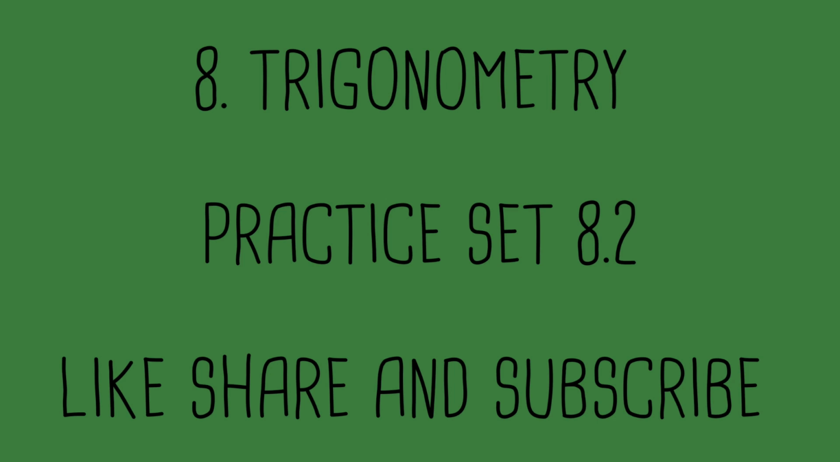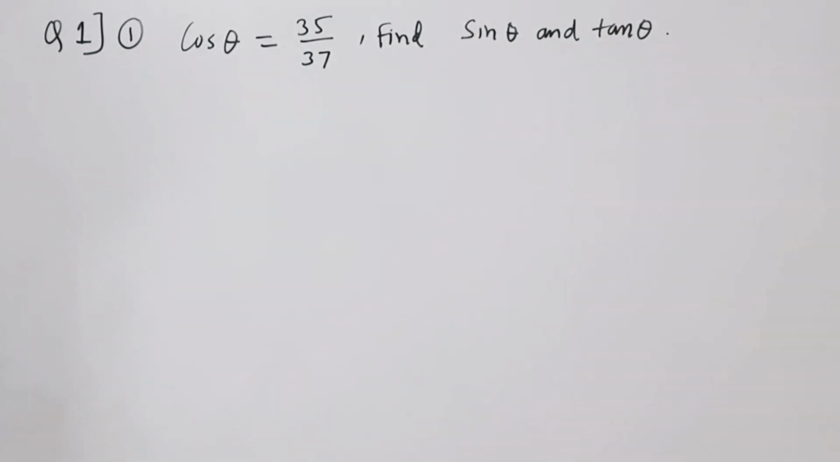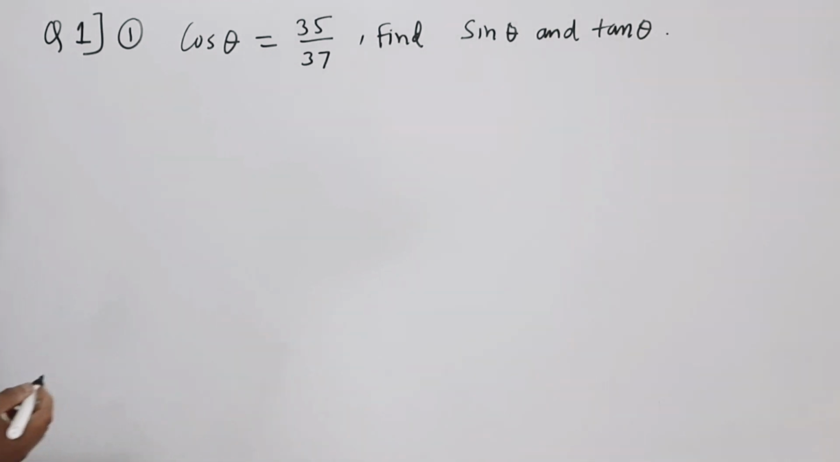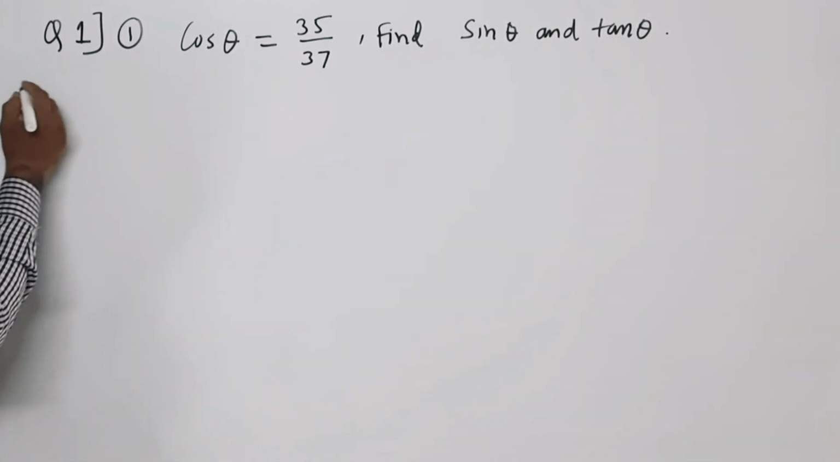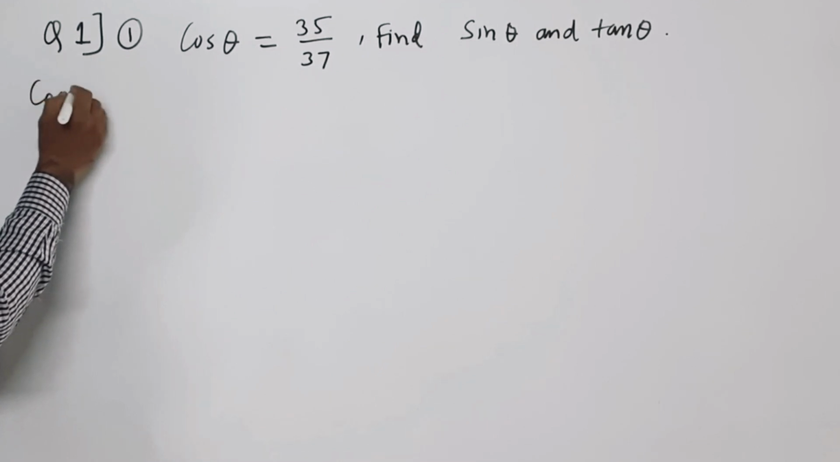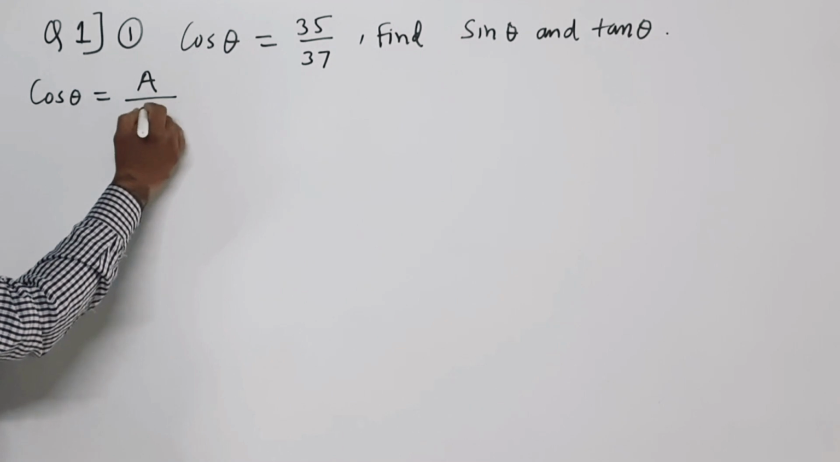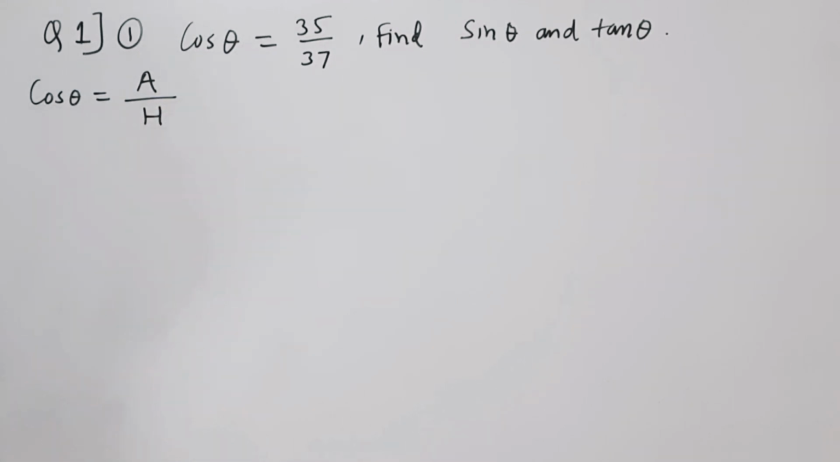from the chapter Trigonometry. Question number 1, first example. If cos theta is given as 35 upon 37, find sin theta and tan theta. Now we know that cos theta is equal to adjacent side upon hypotenuse.